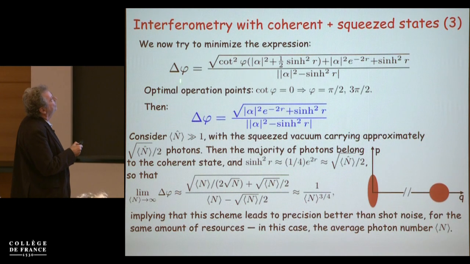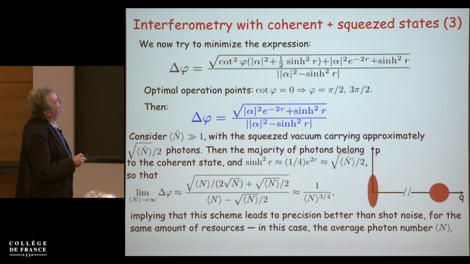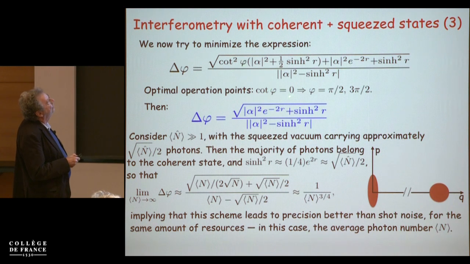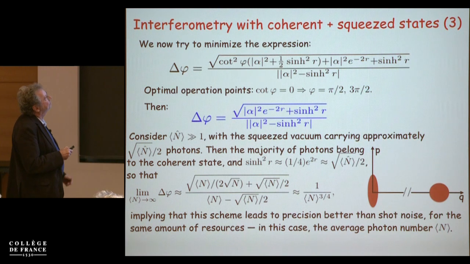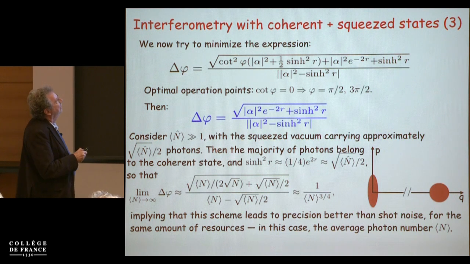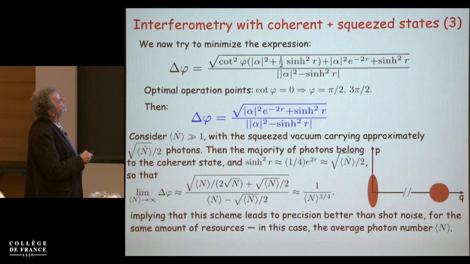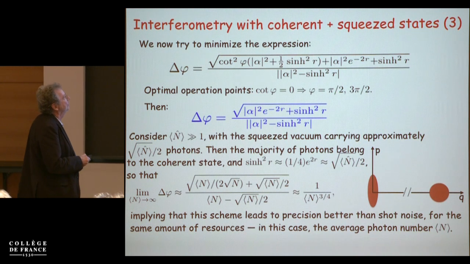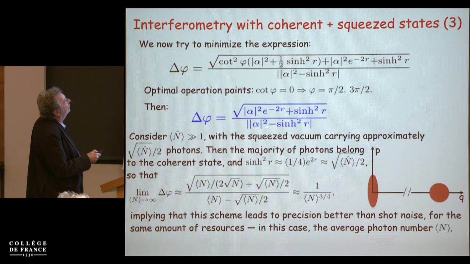And the idea is the following. So this is, again, the expression. Look at this expression. You see that the optimal operating points are cotangent of phi equal to 0, and phi is equal to pi over 2 or 3 pi over 2. You see that comes from cotangent phi equal to 0. Why? Because this will make this term here in the square root vanish, so it will decrease the variance of phi. So we should try to work around these phases here. If we do that, then we have this expression for delta phi.